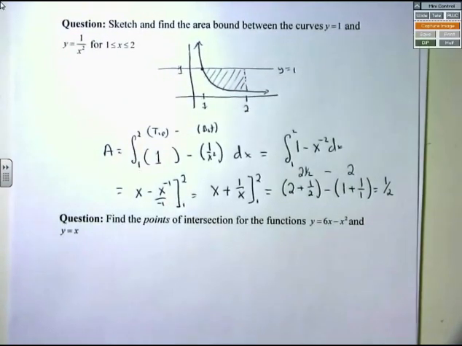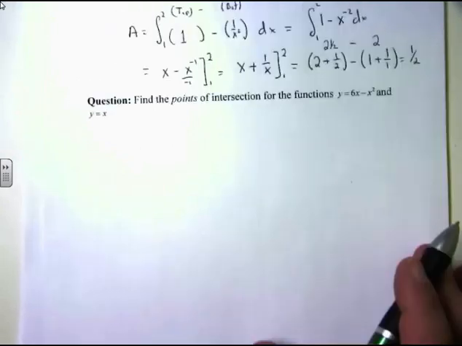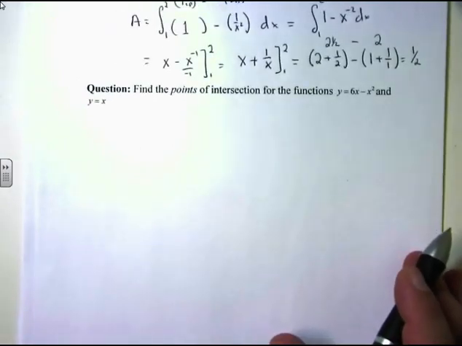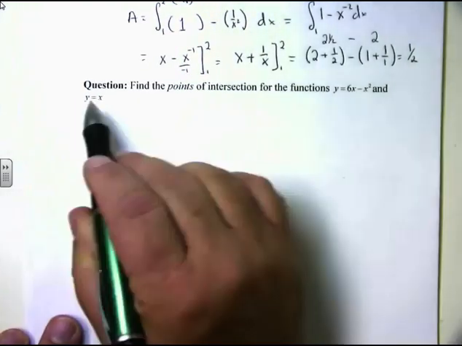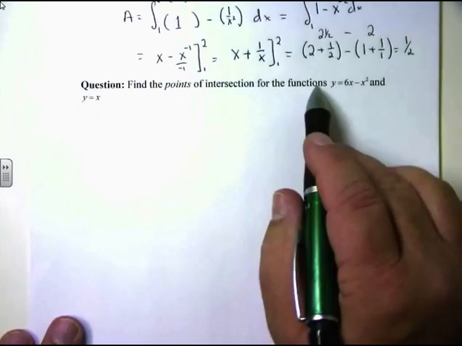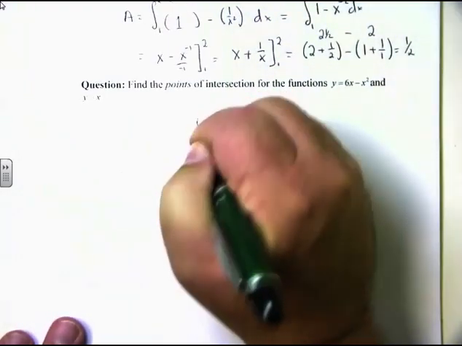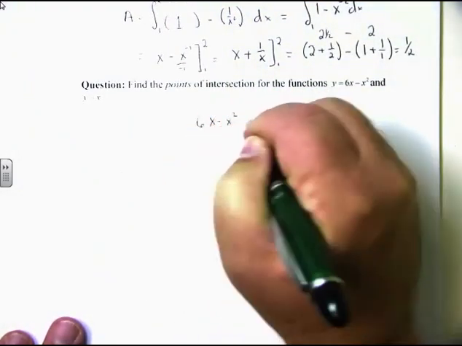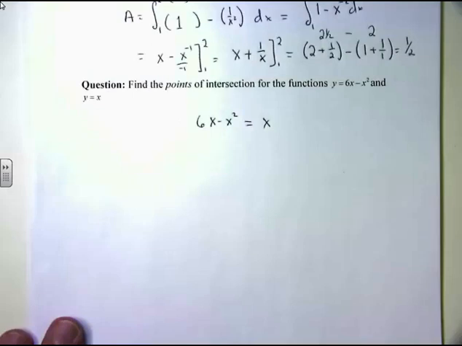The next problem is asking you, find the points of intersection for the functions y equals 6x minus x squared and y equals x. Now, again, it's very visual, but you actually do not need to graph this to find the points of intersection. I'm trying to remind you of your old college algebra, pre-calculus days here. To find points of intersection, you need to set the two equations equal to each other. So this is y equals 6x minus x squared, and this is y equals x. So I'm going to set my two equations, 6x minus x squared, equal to x. They're both y equals, so I set my two functions in terms of x equal to each other.